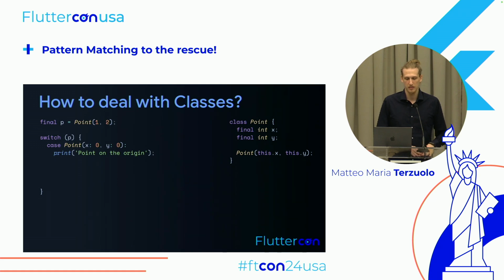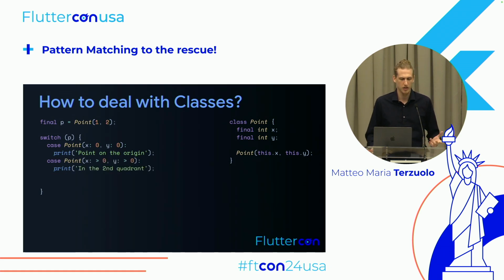In my opinion, that syntax is kind of misleading because we can see that as a constructor. So we are constructing a point with x equals 0 and y equals 0, but that's not the case. What we are actually trying to say is that we want a point that has that particular value in that particular case. So we are not actually creating a new point, but we want to check if p, our starting point, has x equals 0 and y equals 0.